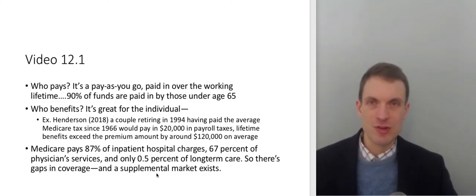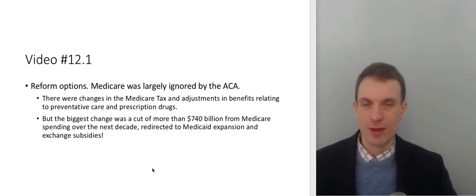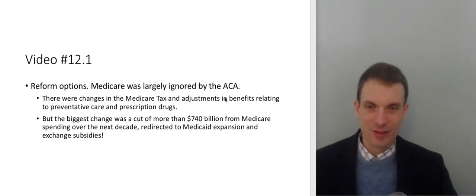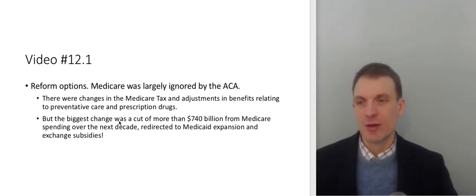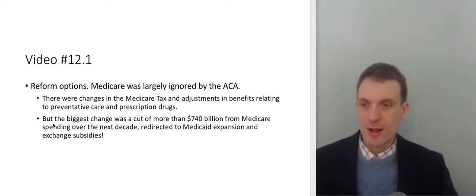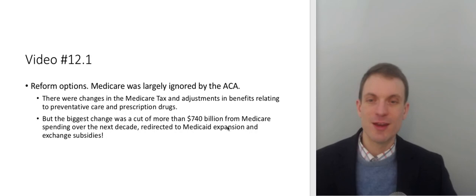As you might expect, anytime there's inefficiency in the system, a supplemental market can arise to try to rectify some of those inefficiencies in one way or another. In terms of reform options, Medicare was largely ignored by the Affordable Care Act. There are changes in Medicare tax and adjustments in benefits related to things like preventive care and prescription drugs. Preventive care is a major focus of the ACA. That said, the biggest effect was a cut of something like $740 billion from Medicare over the next decade, with the goal of redirecting these funds towards expanding Medicaid and subsidizing the exchanges.